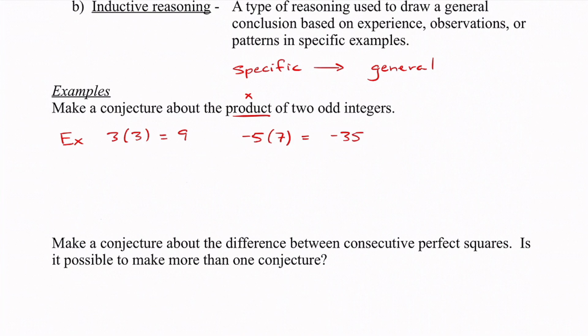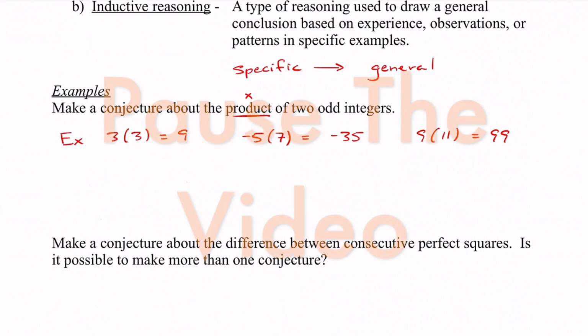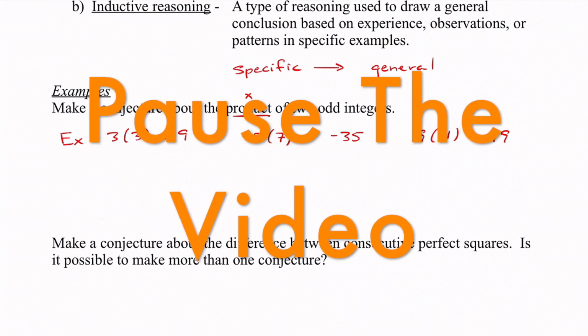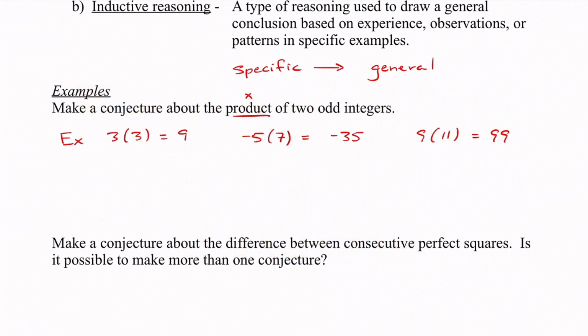You could do another one. Maybe you take 9 times 11, and we get 99. So I'm just taking odd integers, multiplying them, and seeing what I get. I could make some different conclusions about this. If you wanted to try to come up with one first, I'll give you a sec to think about one. The one I came up with: it seems like whenever I multiply these odd integers, I get another odd integer. So I'm going to make that conjecture.